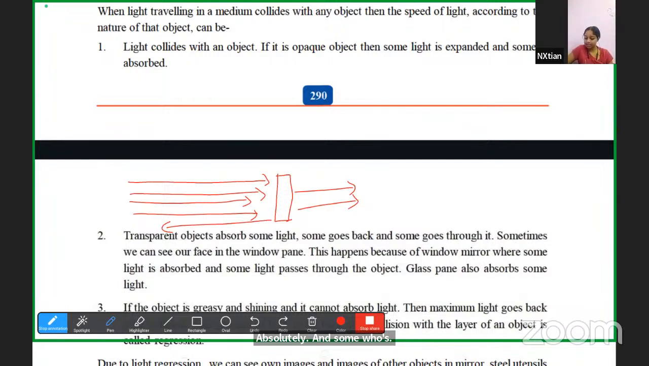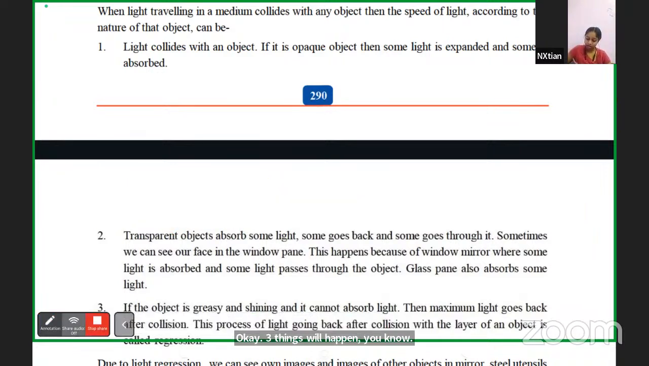Sometimes we can see our face in the window pane. This happens because some light is absorbed and some light passes through the object. Glass pane also absorbs some light. So a glass or a transparent object absorbs some light, some is passed through it and some travels back. Three things will happen in the case of a transparent object.